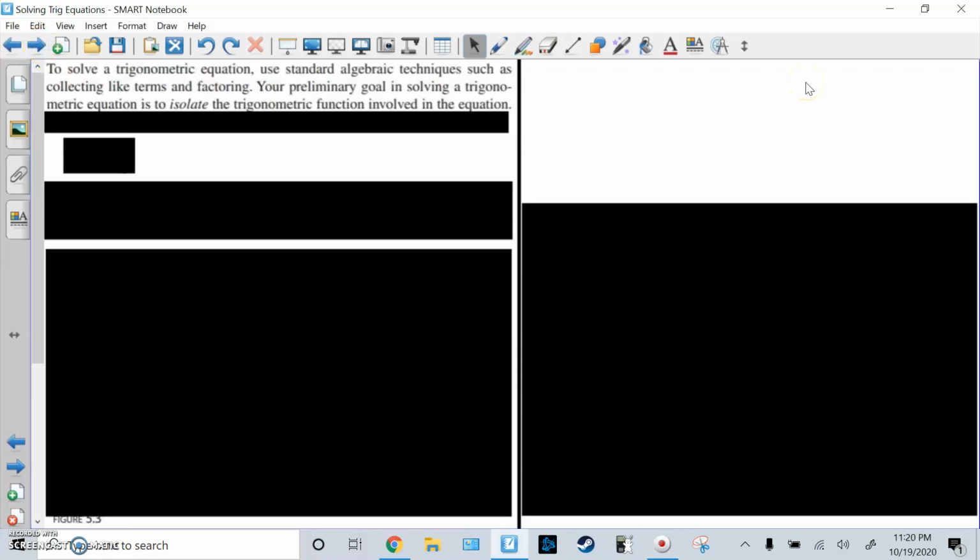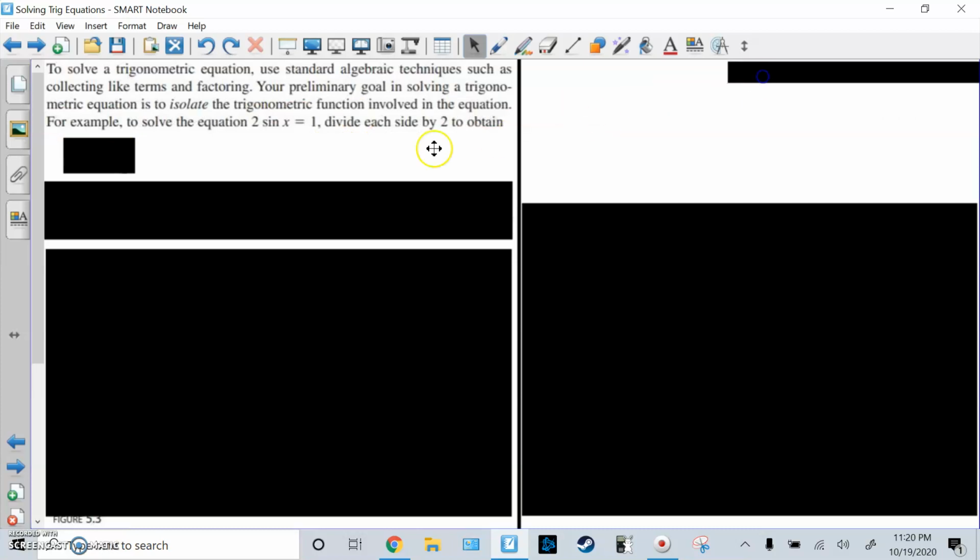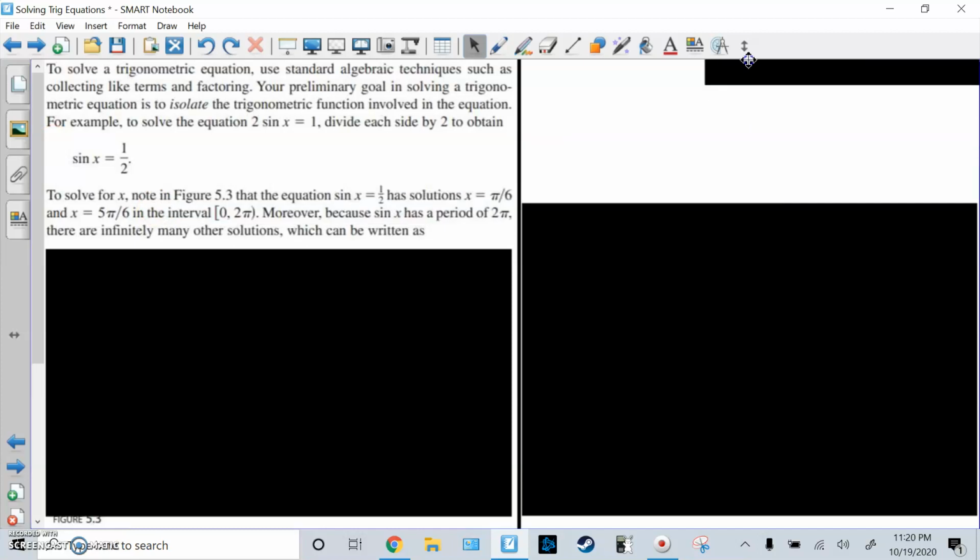To solve a trig equation, use standard algebraic techniques such as combining like terms and factoring, and our goal is to isolate the trig function involved. So for example, if we have 2 sine x equals 1, you're going to divide both sides by 2 to get sine of x equals 1/2. Then you think, where on the unit circle is sine of x 1/2? You should notice it is pi over 6 and 5 pi over 6, because that's where the y is positive 1/2.